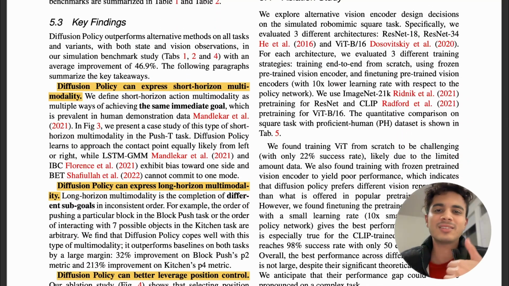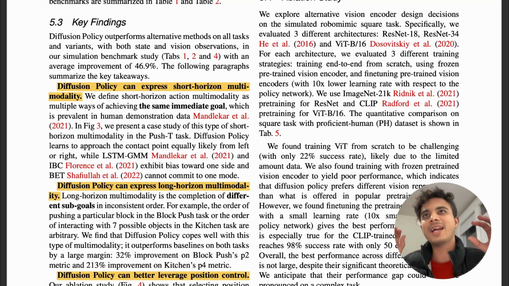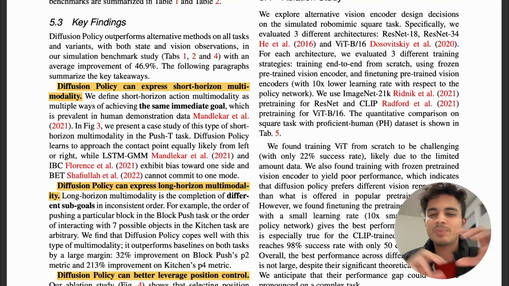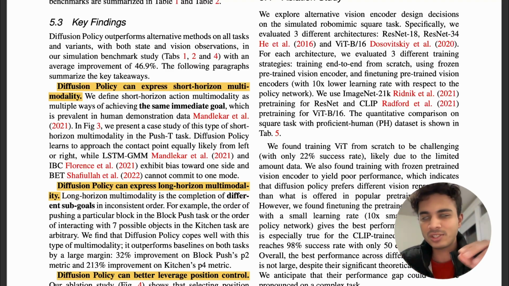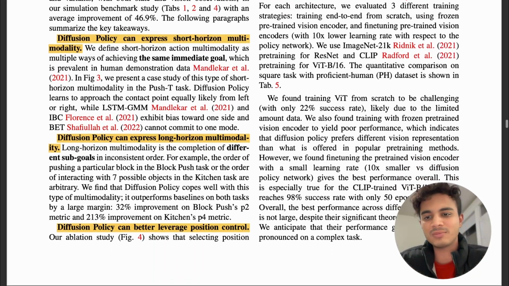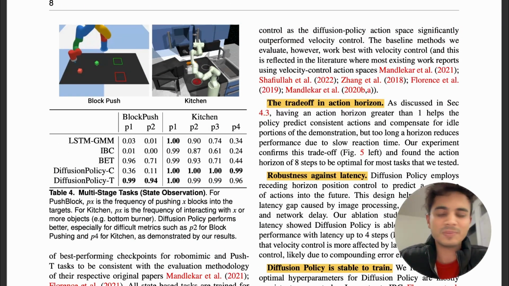Diffusion policy can express short horizon multimodality as well as long horizon multimodality. Short horizon and long horizon, I think we have already discussed in the previous videos, probably. If not, short horizon just means being able to do one task that you are supposed to do. Long horizon means that you are given multiple tasks and you can do them in some particular order that suits you best. The decision of what order to follow depends on the agent itself, on the robot itself. So that's what a long horizon multimodal task is, and everything else is something that we have discussed.